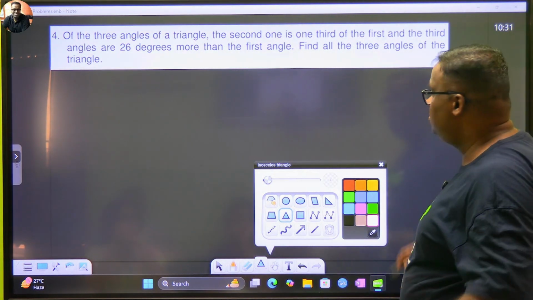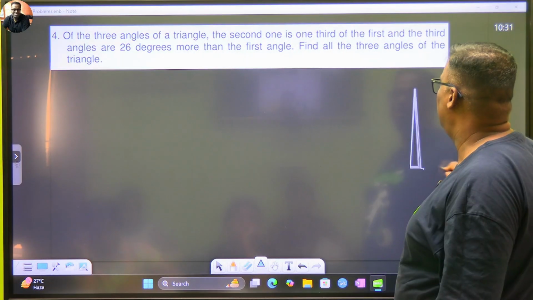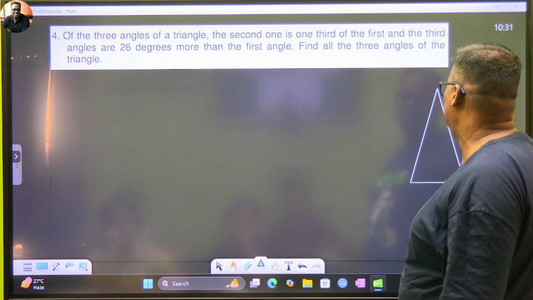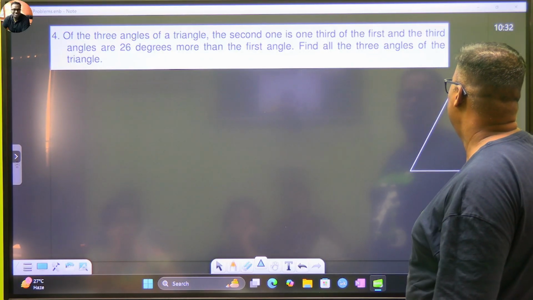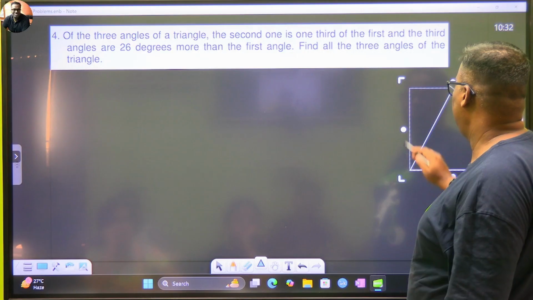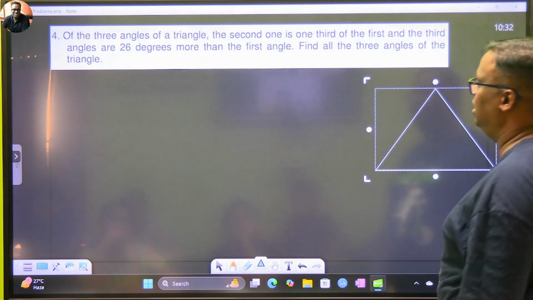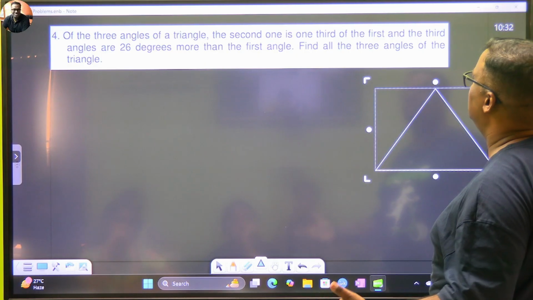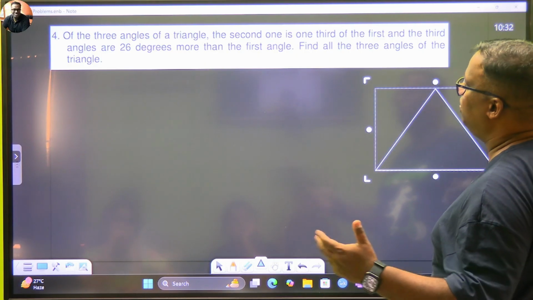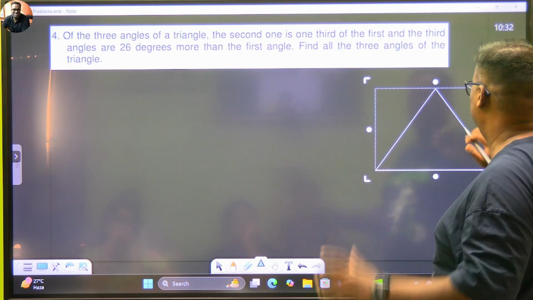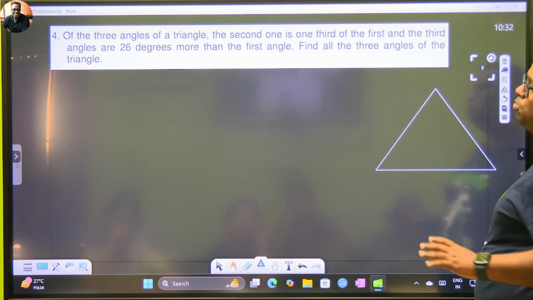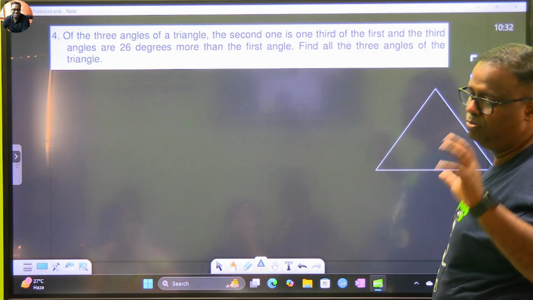And these problems are done well. First, always make a rough sketch of everything. So there is a triangle given to us, whatever may be a triangle, right? It says one of the three angles of a triangle, the second one is this, and the third angle is 26 more than the first one. To solve such problems, we need to know the angle property of a triangle.